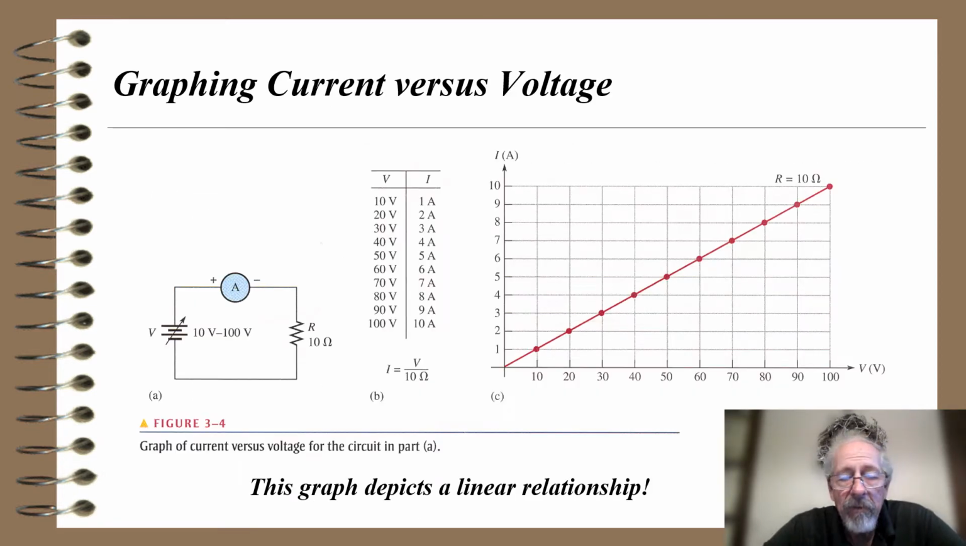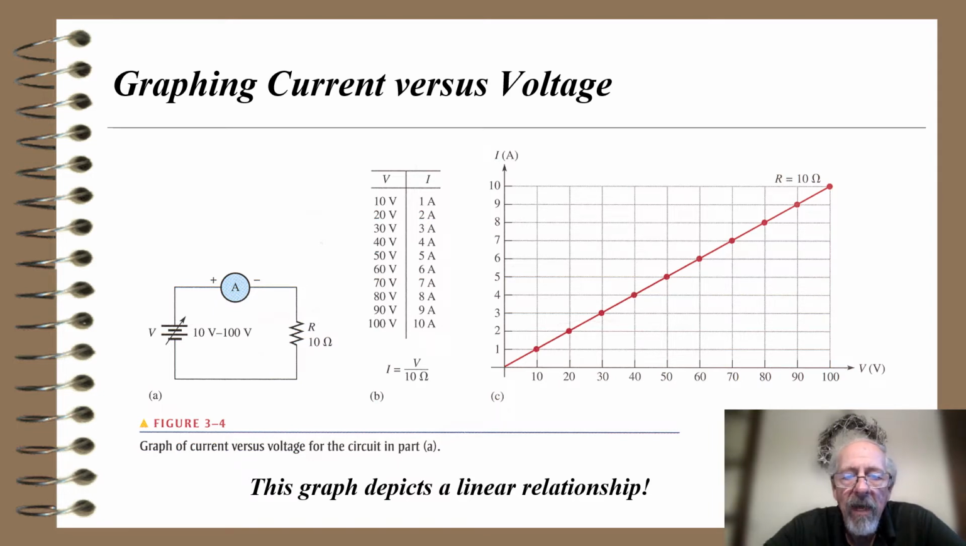This slide shows graphing current versus voltage. It shows figures A, B, and C here, and figure A shows a battery that goes from 10 to 100 volts. It's a current meter that's in the circuit and a 10 ohm resistor. So if we just use Ohm's law real fast, if we have voltage at 10 and resistance at 10 ohms, we divide 10 by 10 and we'll get 1 amp.